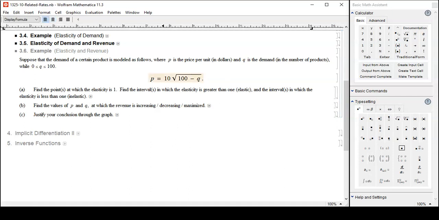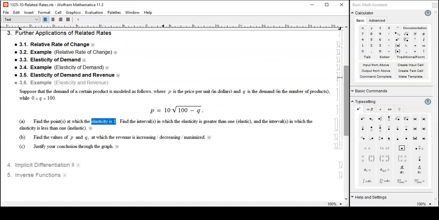We begin with a relationship between the price and quantity. And let's answer these questions. At which point is the elasticity 1? So E is 1. And is that important?